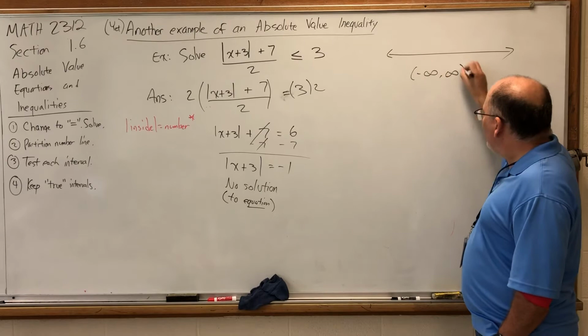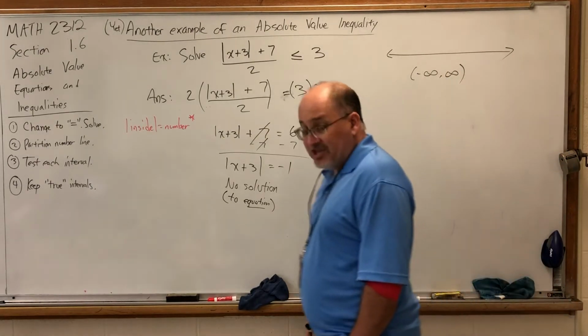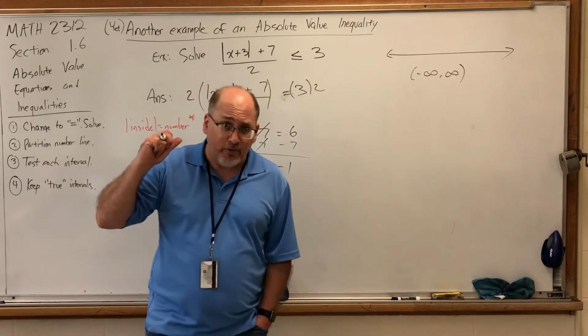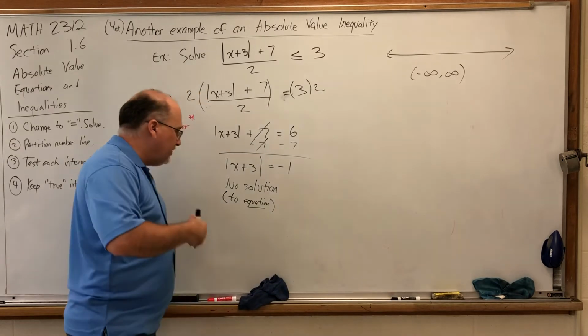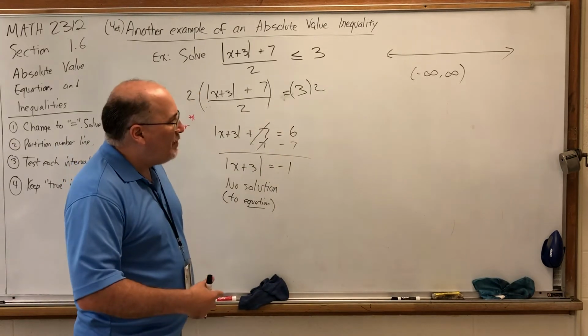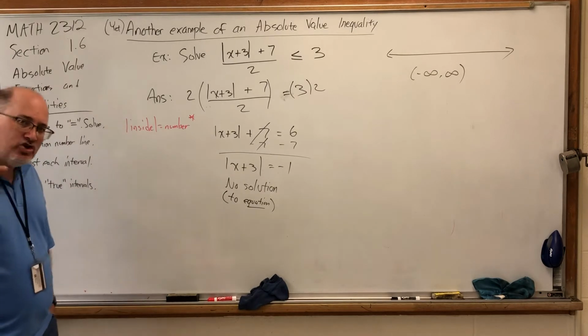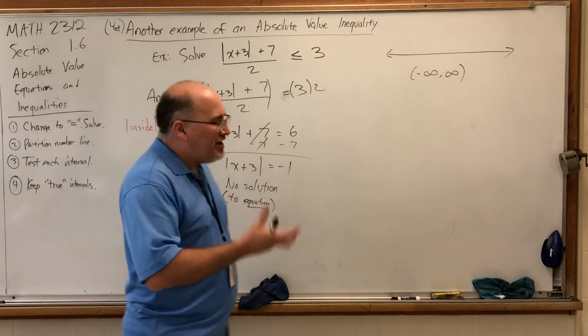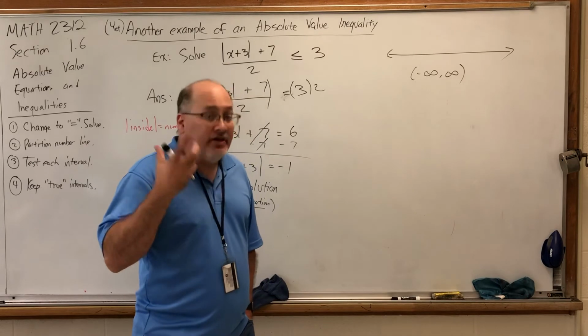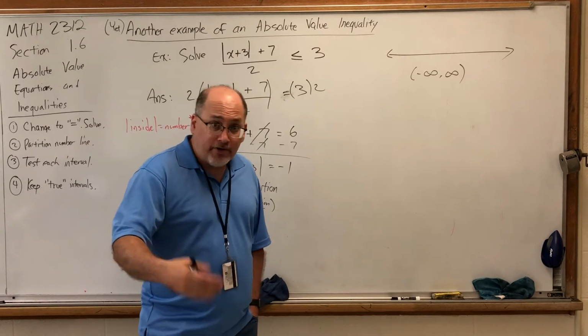Negative infinity to infinity. This can and does happen with inequalities using this approach, where you solve and get no solution. But what that means in the next 2 steps is you don't partition the number line because you have no place to cut it. So you keep it as one big interval, and then you move forward.